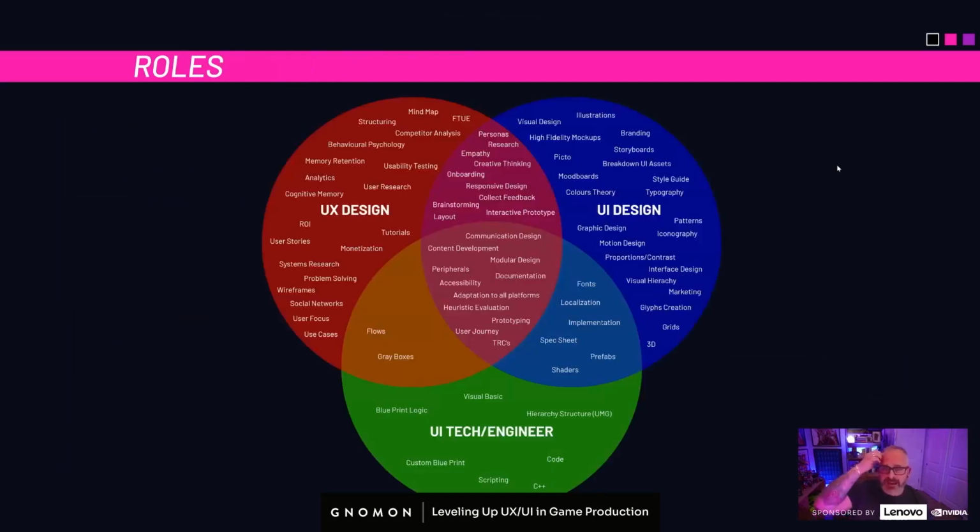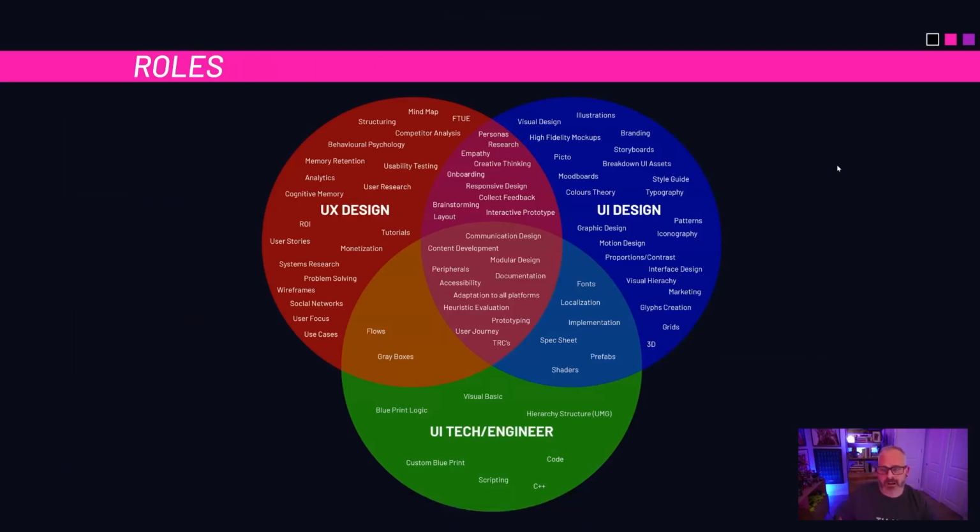So over here, we have a diagram of three of the main components of what would be considered, in my opinion, a medium-sized studio. You would have a UX designer, a UI designer, and also a UI tech engineer. For the UX designer, you can see words like FTUE, which stands for first time user experience. That's when somebody has never played the game before and goes through the process of onboarding.